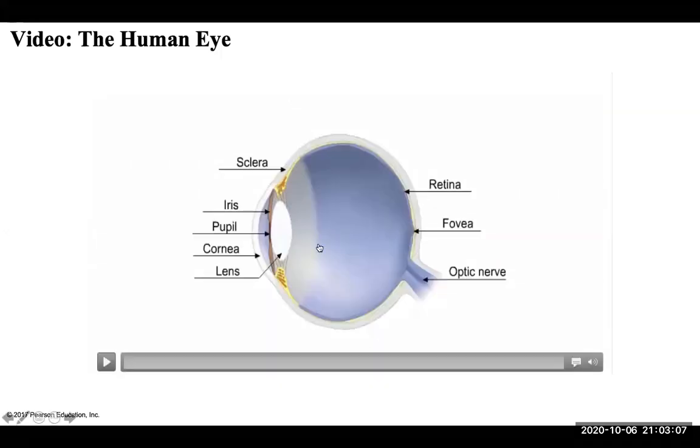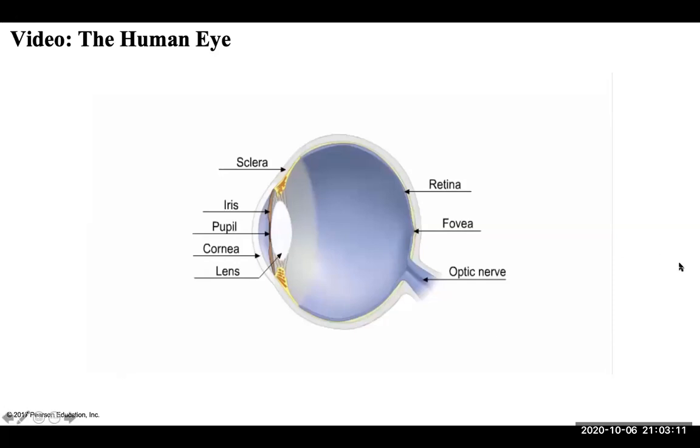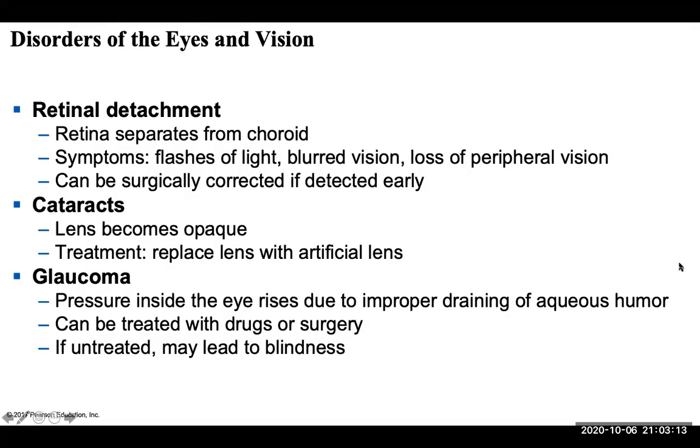Here is an animation video of the human eye, so you can download this PowerPoint and watch this on your own. In retinal detachment, the retina separates from the choroid. So these are disorders of the eyes. Symptoms of retinal detachment could be flashes of light, blurred vision, loss of your peripheral vision, and this can be surgically corrected if detected early.